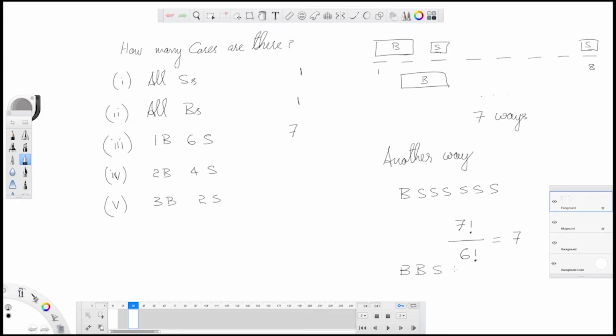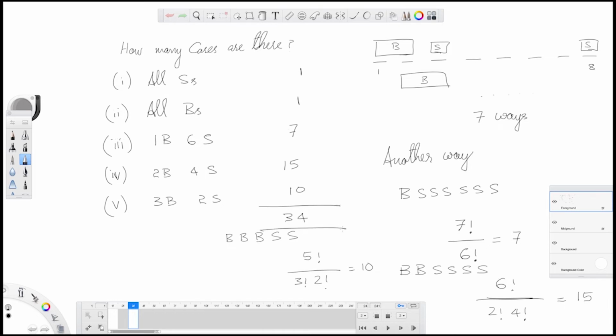Now we take the second case wherein you have 2 big bricks and 4 small bricks. It's essentially 6 different elements here, 4 of them repeated of one kind and 2 of them repeated of another. So it's 6 factorial upon 2 factorial into 4 factorial. That gives you 15. Another case is you have 3 big bricks and 2 small bricks. So it's again 5 elements, 5 factorial upon 3 factorial into 2 factorial. That gives you 10. So if you add them up, it'll be 34.